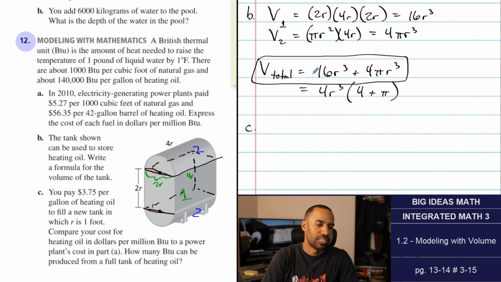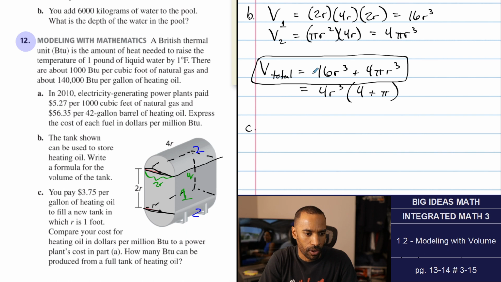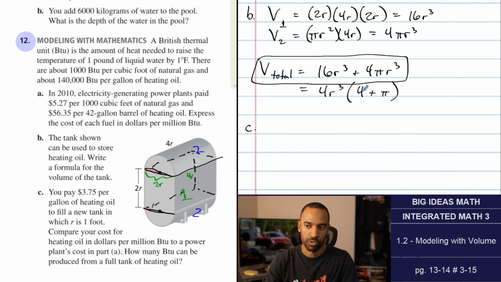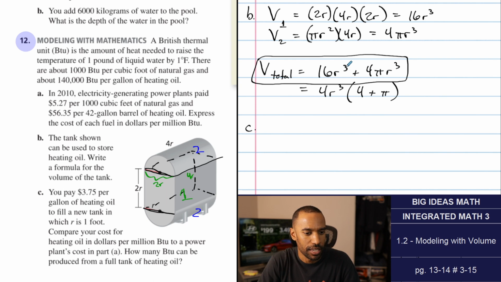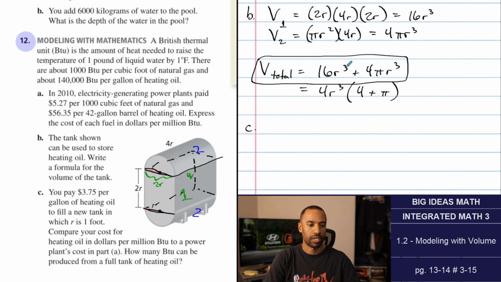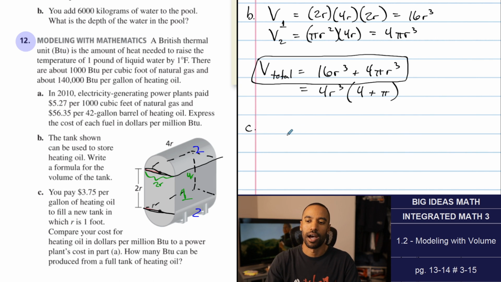Okay, part C, maybe we use that. You pay $3.75 per gallon of heating oil to fill a new tank in which R is 1 foot. So we're going to substitute 1 for R in this scenario. Actually, this might be easier to use the second one in that case. Oh, no, this will work either way. Compare your cost of heating oil in dollars per million BTU to a power plant's cost in part A. How many BTU can be produced from a full tank of heating oil? Oh boy. Okay. Let's get to the nitty-gritty.